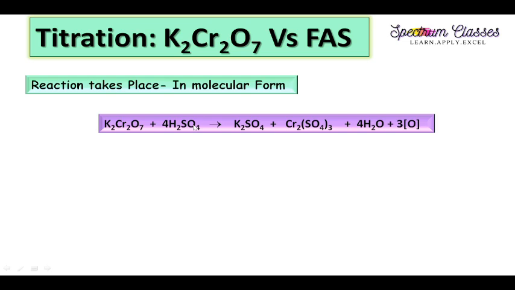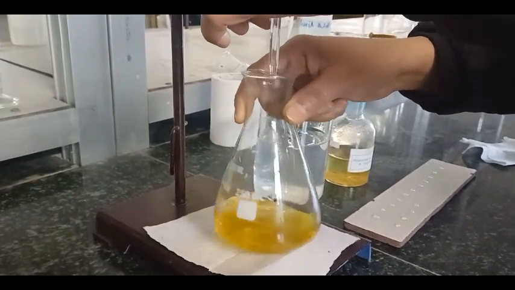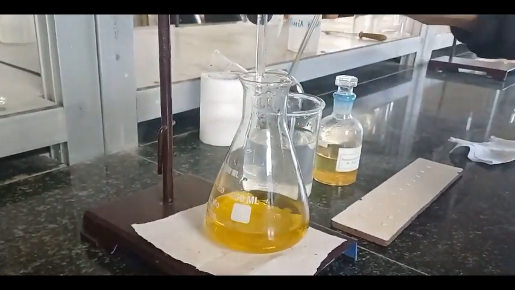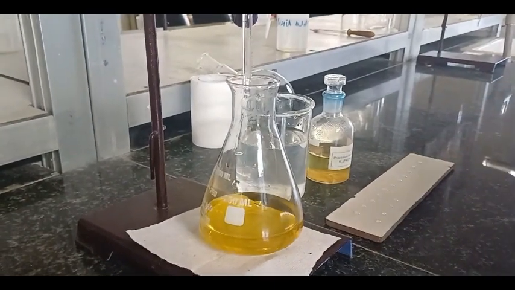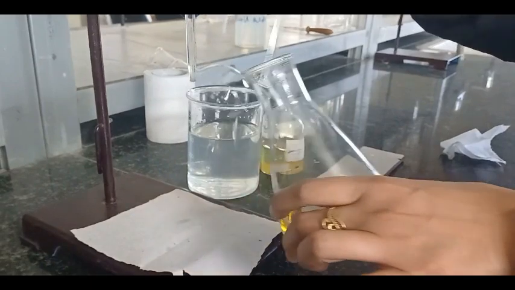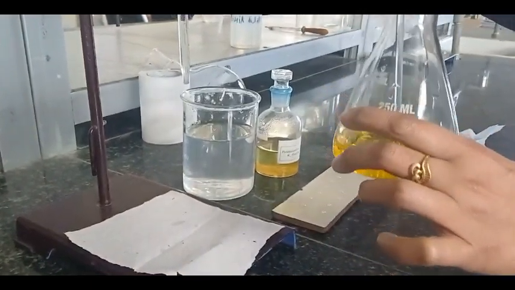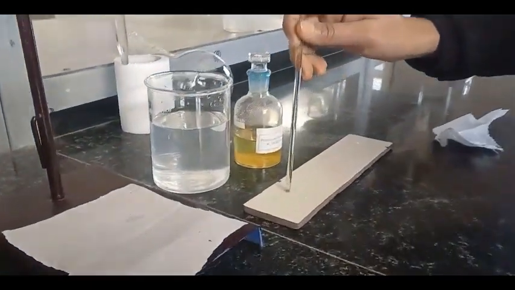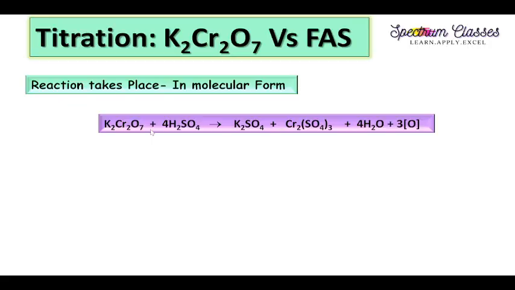So here K2Cr2O7, to which we have added H2SO4 solution, and there is a reaction between these two giving K2SO4, Cr2(SO4)3, 4H2O, plus nascent oxygen is formed. In the reaction vessel we have K2Cr2O7, and from the burette we are going to add FAS. So no free FAS is there, and as soon as I take a drop of this reaction mixture and put it over there, there is no change in color.